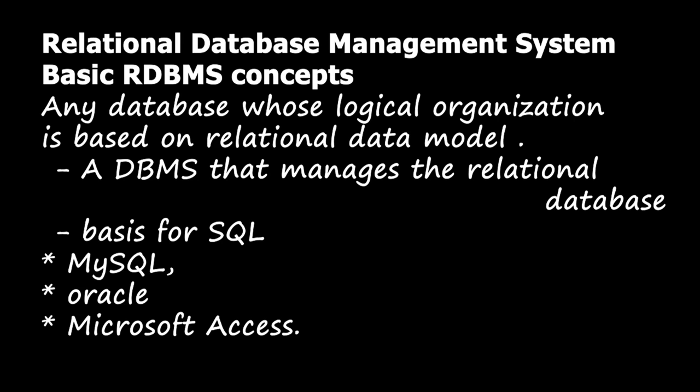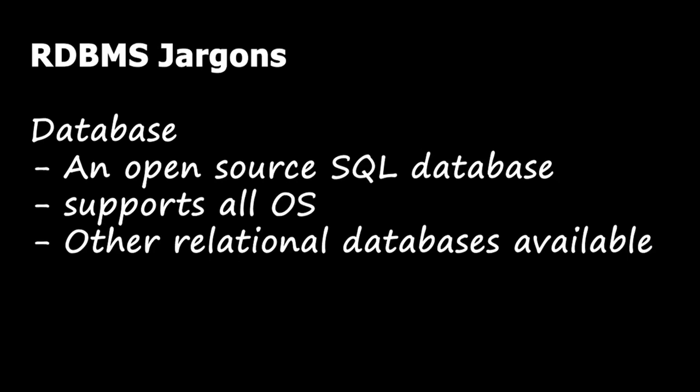Okay, this basic relational database management system concept includes database, tables, tuples. Tuples means, as I said before, rows, and attributes. Attribute is column, schema, and then key. All these we'll discuss in the RDBMS jargons. Okay, this is the relational database management system jargons.